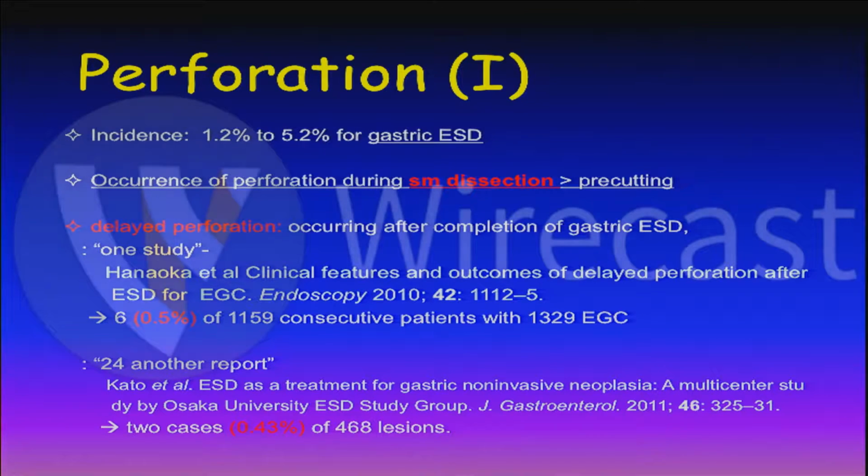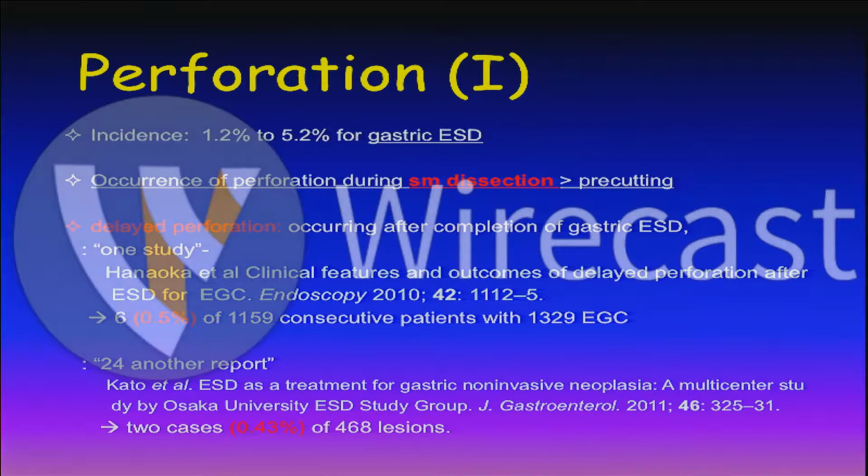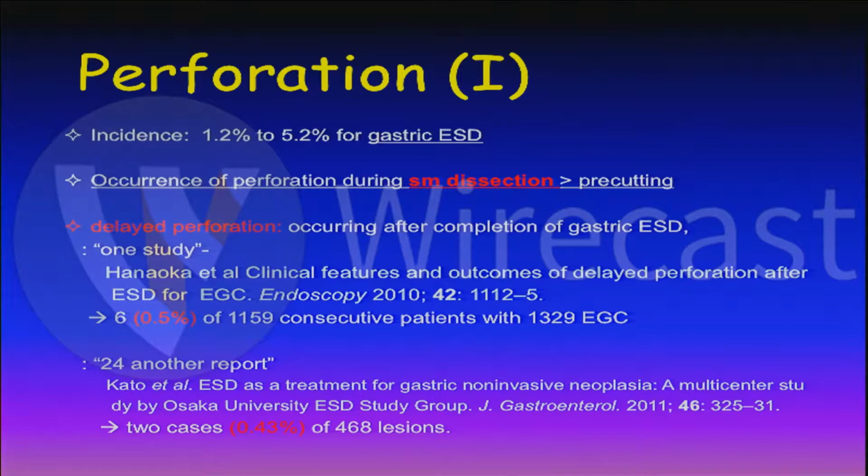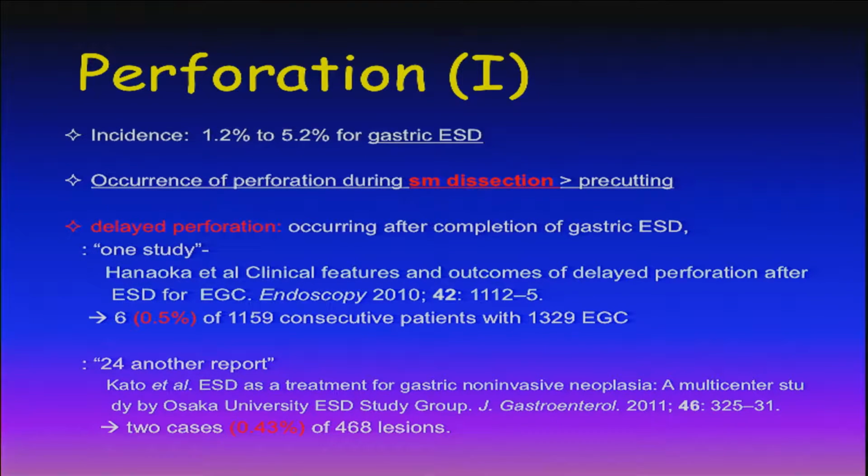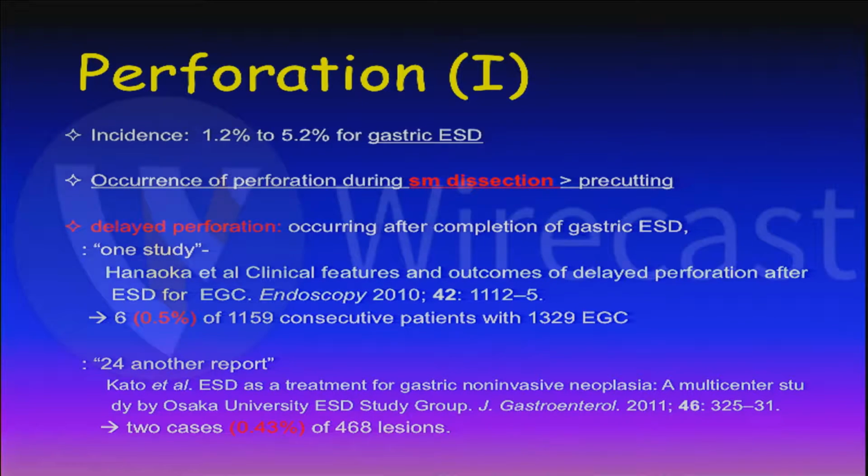Next is colonic ESD, and esophageal ESD is the final one. And for the beginner, I'd like to explain focus on the gastric ESD first. The incidence of perforation in gastric ESD is 1% to 5%. Mainly the perforation occurrence during submucosal dissection is more than pre-cut.